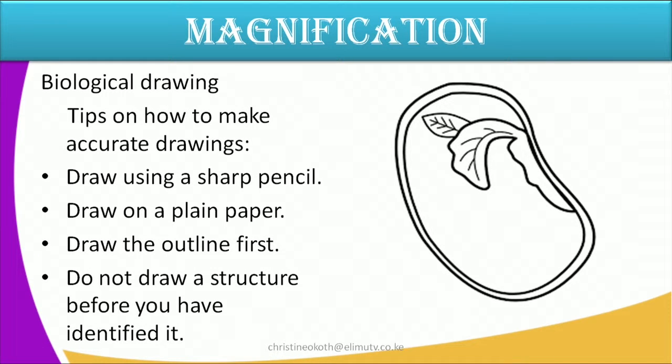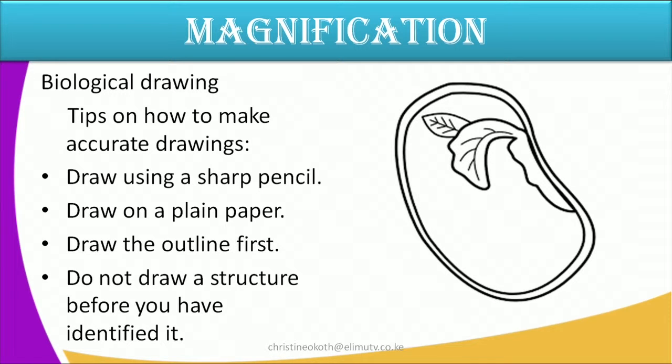So still looking at magnification, let us now look at biological drawings. Sometimes you are given a specimen in a lab or in an exam, and you are required to draw this specimen on a piece of paper that you have been given. So how do you go about drawing this diagram? There are some rules that you have to adhere to while you are drawing this diagram. So let us just look at some of those rules.